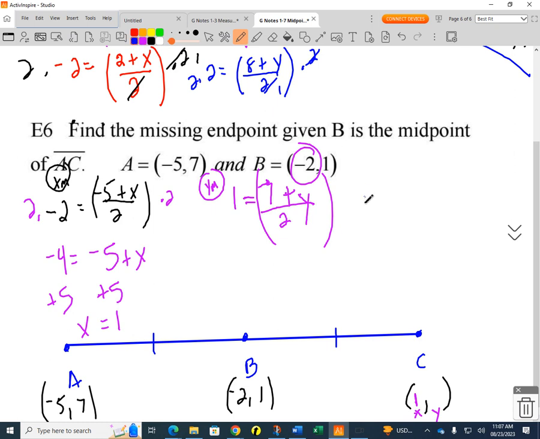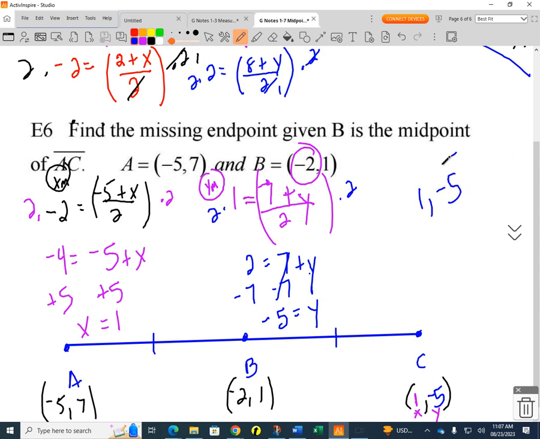All right, and now we always multiply this by 2 to solve for this one, see? So now we'll get 2 equals 7 plus y. Subtract 7 from both sides, and now not x, it's y. Thank you so much. And so it's negative 5 equals y. So my ordered pair for the other endpoint is (1, -5).